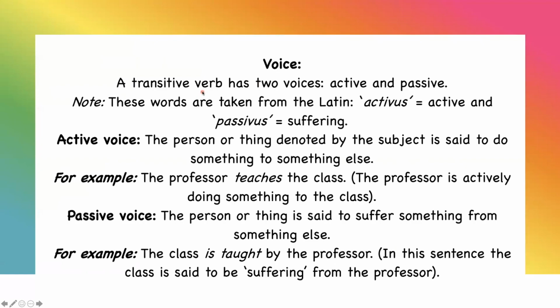Voice. A transitive verb has two voices, active and passive. These words are taken from Latin activus, meaning active, and passivus, meaning suffering. Active voice, the person or thing denoted by the subject, is said to do something to something else. For example, the professor teaches the class. The professor is actively doing something to the class.